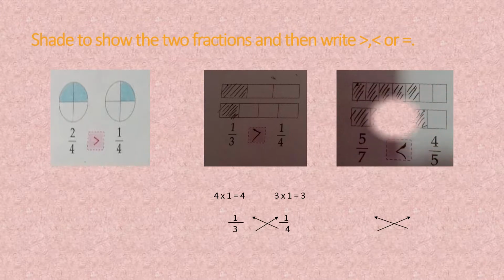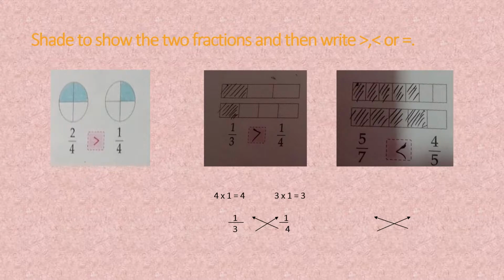Now, another example, also the same, unlike fractions. The denominators are not the same here. One has 7, the other has 5. First you shade the picture, children. Out of 7 you shade 5, and out of 5 you have to shade 4. So by shading you can understand that 4/5 is greater than 5/7.